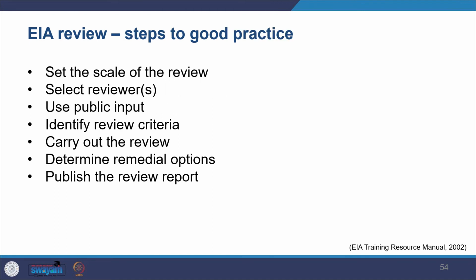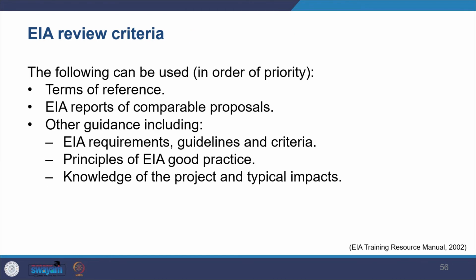And while you're doing EIA review, there are certain steps to good practice. There can be a scale of review, whether good or bad, how you scale it up, to evaluate the review. Then you can select the reviewers, use the public input, identify review criteria, how you're going to review, carry out the review, then determine remedial options, how you're going to take care of whatever the problems are, and publish the review report. The following can be used in order of priority.